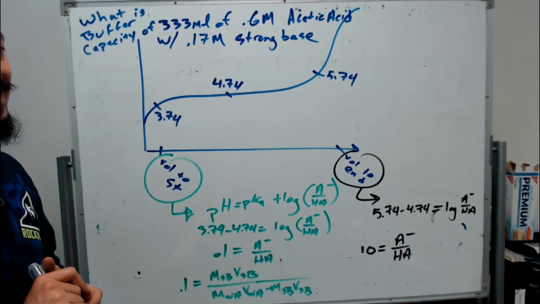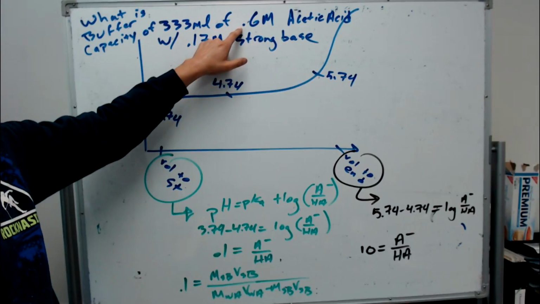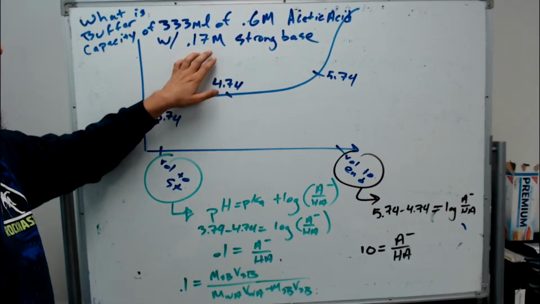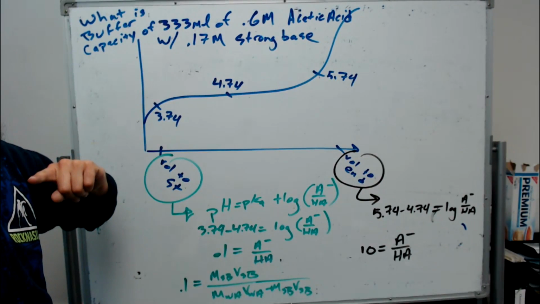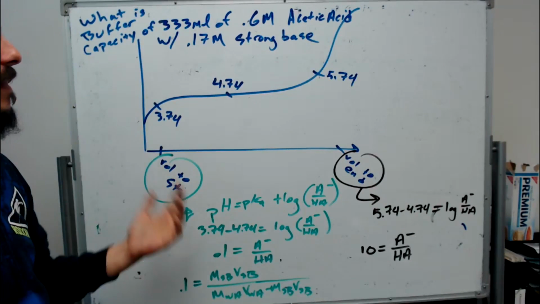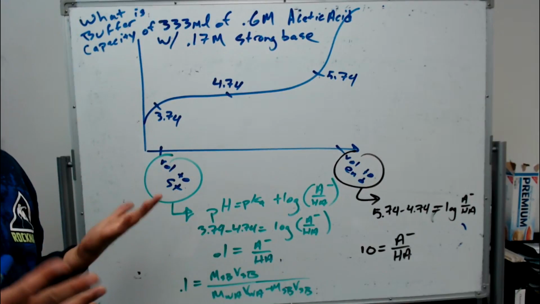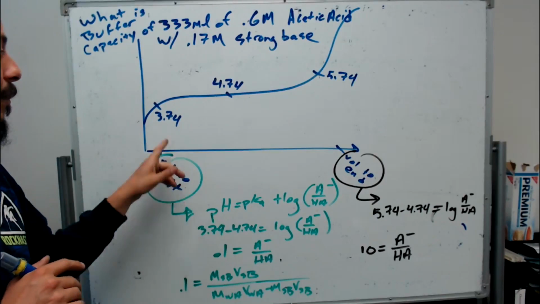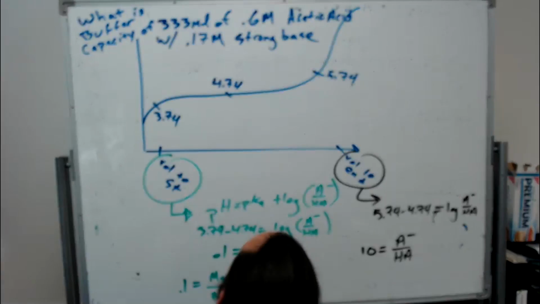Now, the reason this is going to throw the numbers off is because you notice 0.17 is about a third of 0.6. So that means I'm going to need 3 times as much. I'm going to need about 1,000 milliliters of titrant to get to the equivalence point. That means I'm going to need about 500 milliliters to get to the midpoint, probably about 50 to get to the beginning of the buffer region. But let's go ahead and plug these numbers in and see what happens.